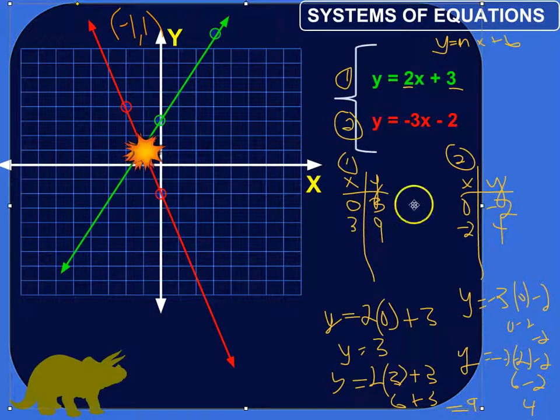Boom. All right. So make a little table for each linear function that you're trying to graph. Use that table to create a couple of coordinate pairs. Plot those coordinate pairs onto your coordinate plane. Connect those points with a straight line, and then see where those straight lines cross. And that's the intersection point.